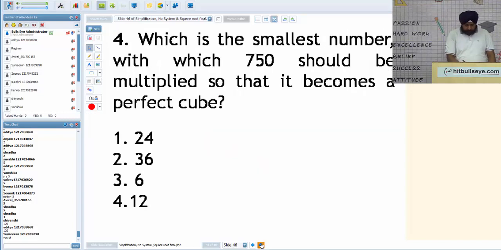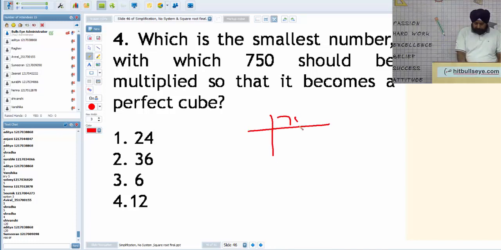One last question. We are just at the end of the session. What is the smallest number with which 750 should be multiplied so that it becomes a perfect cube? Students, you should understand that in order to make a perfect cube, you need a triplet, like in squares, you needed a pair. So make the factors of 750.